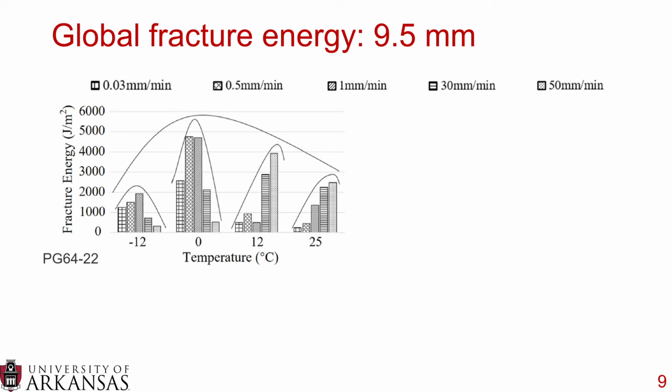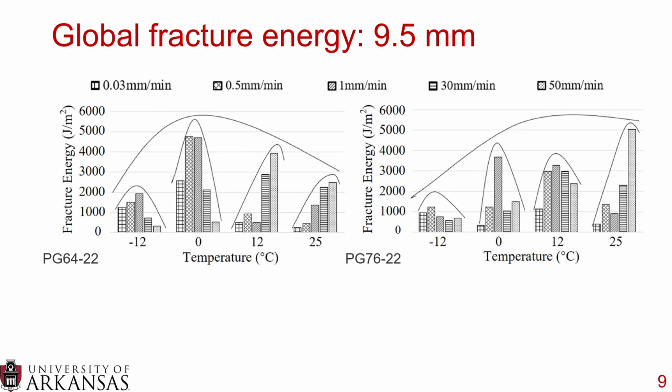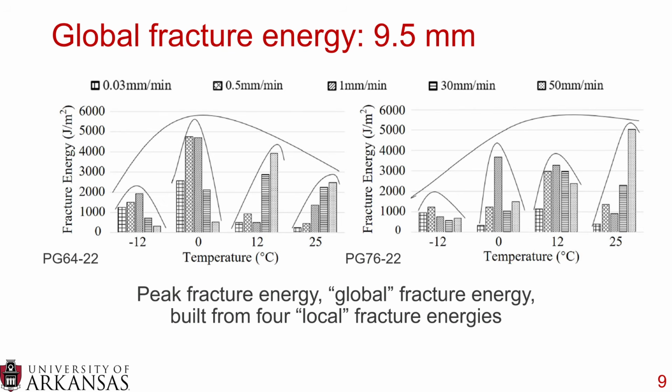We did this with the 64-22, 9.5 millimeter. We did it with the 76-22, 9.5 millimeter. And what we got was this overall peak fracture energy from all four sets of data. And we call this the global fracture energy. Each set of five data points had a peak, and we call that the local fracture energy. So we had four local fracture energies, which were dependent on the loading rate at one temperature, and the peak fracture energy was from those local fracture energies.